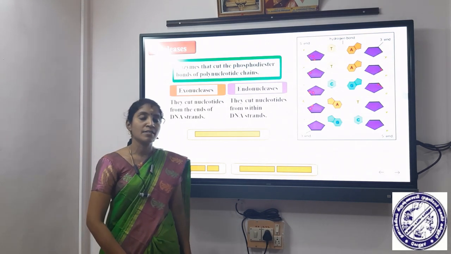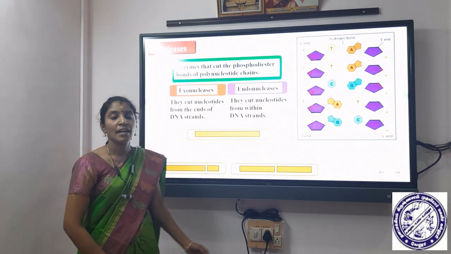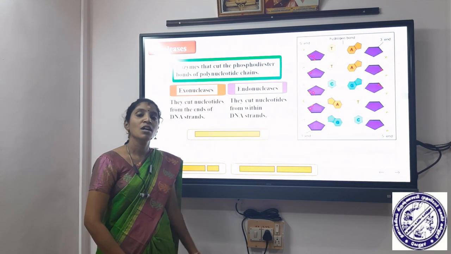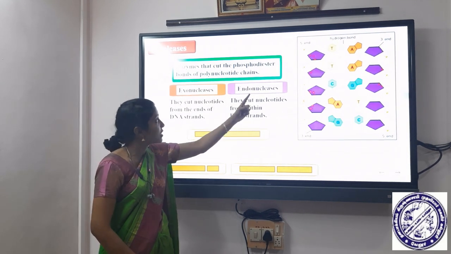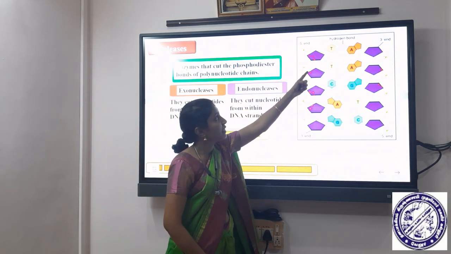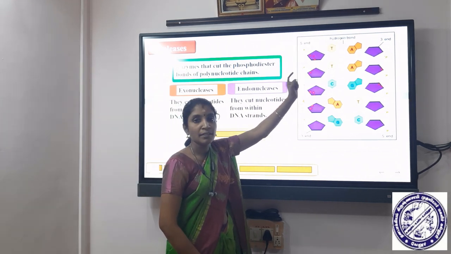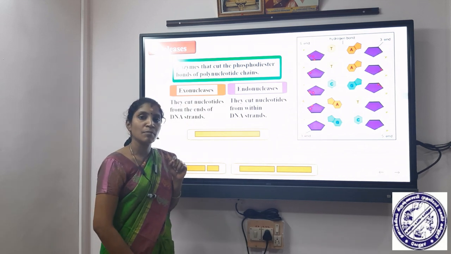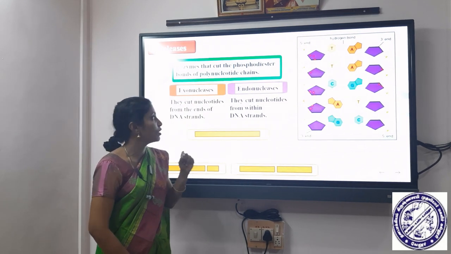What is the function of this enzyme nuclease? It's the enzyme which helps to cut the phosphodiester bond of the polynucleotide chain. See this diagram. This is the region where it is cut by this enzyme, the bond which is present between the phosphate and the sugar group.